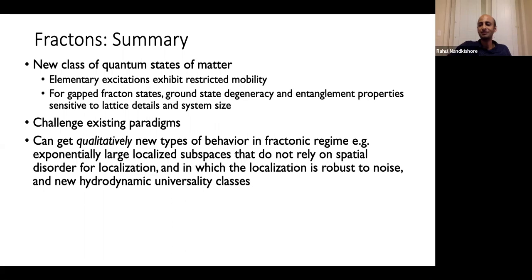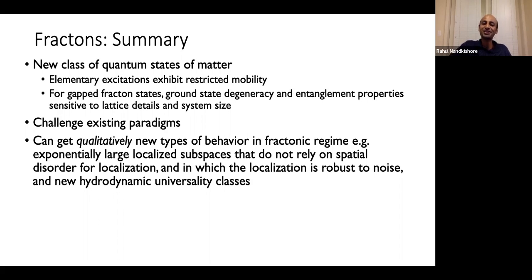Okay, so I think maybe my hour is up, so I should wrap up. So fractons are a new class of quantum states of matter. The key property is that the elementary excitations exhibit restricted mobility. They challenge many of our existing paradigms, how we think about phases of matter, things we thought we knew, and you can get qualitatively new types of behavior in the fractonic regime. For instance, they give you this new way of breaking ergodicity, which is robust to noise. It doesn't require disorder. It applies in arbitrary dimensions. It can give you these new hydrodynamic universality classes. And these are just two that I picked because I like them. There are other new things that we found with the study of fractons as well.